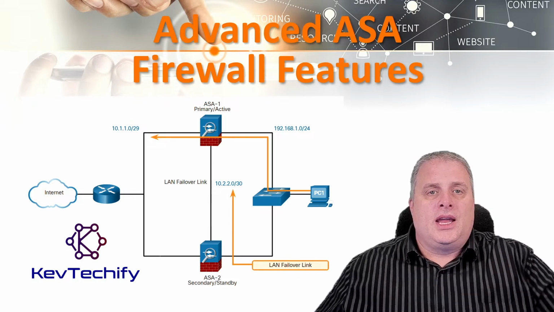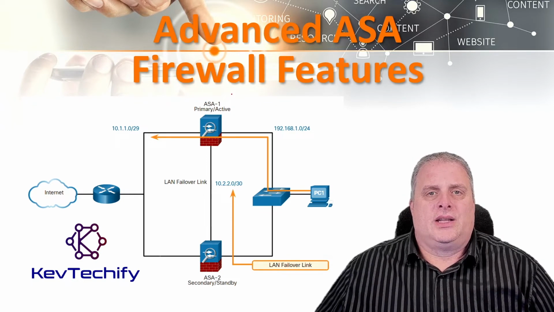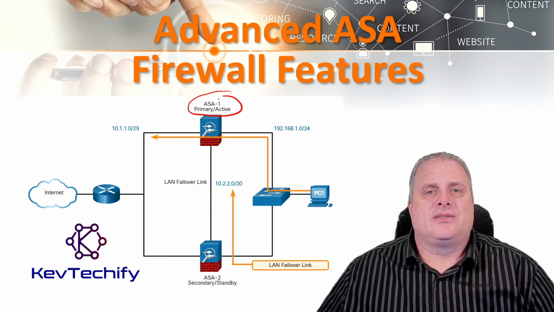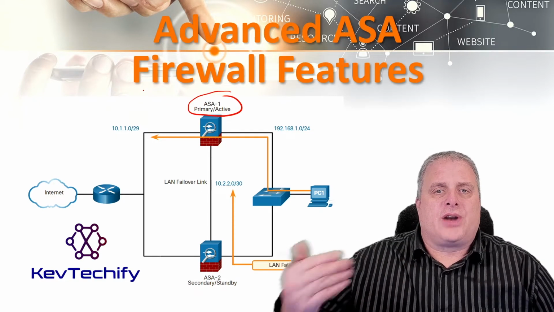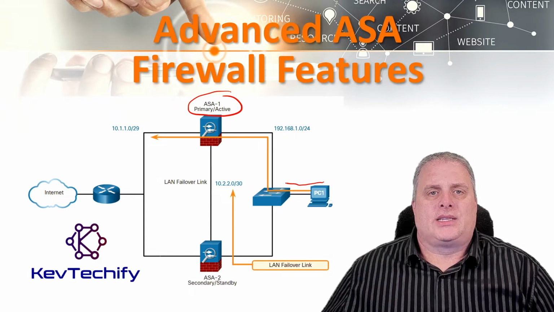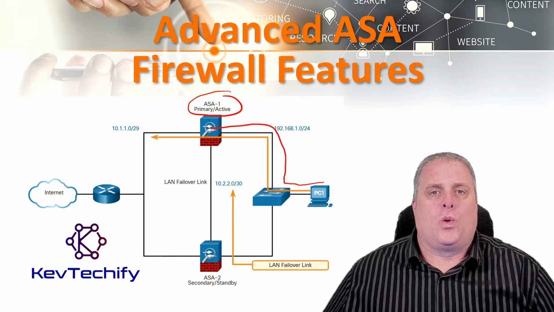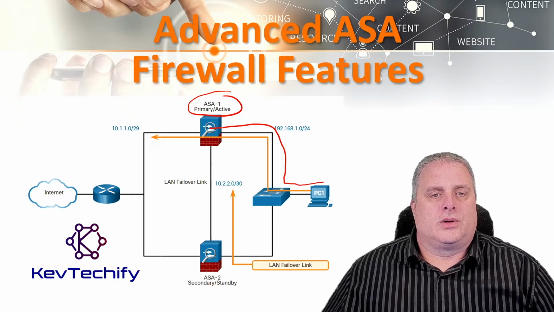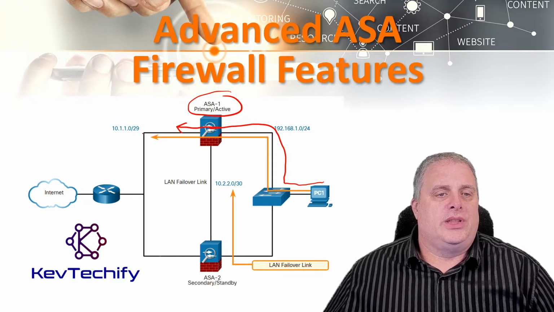SSM. Here we have ASA. This is the primary active forwarding device. Traffic leaving PC1 here takes the preferred path using ASA1. So it goes through ASA1 out to the internet, wherever it's traveling to.